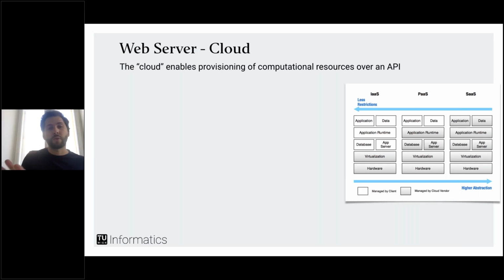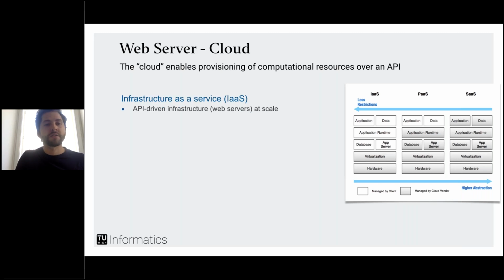So if you look at the graphic to the right, if you look at the left part, you start with something called IaaS. You go to PaaS and SaaS: infrastructure as a service, platform as a service, and software as a service. And with every way you go to the right, you increase the abstraction level. And if you go from right to left, you get less restricted. So infrastructure as a service, if you want to summarize it, is API-driven infrastructure at scale.